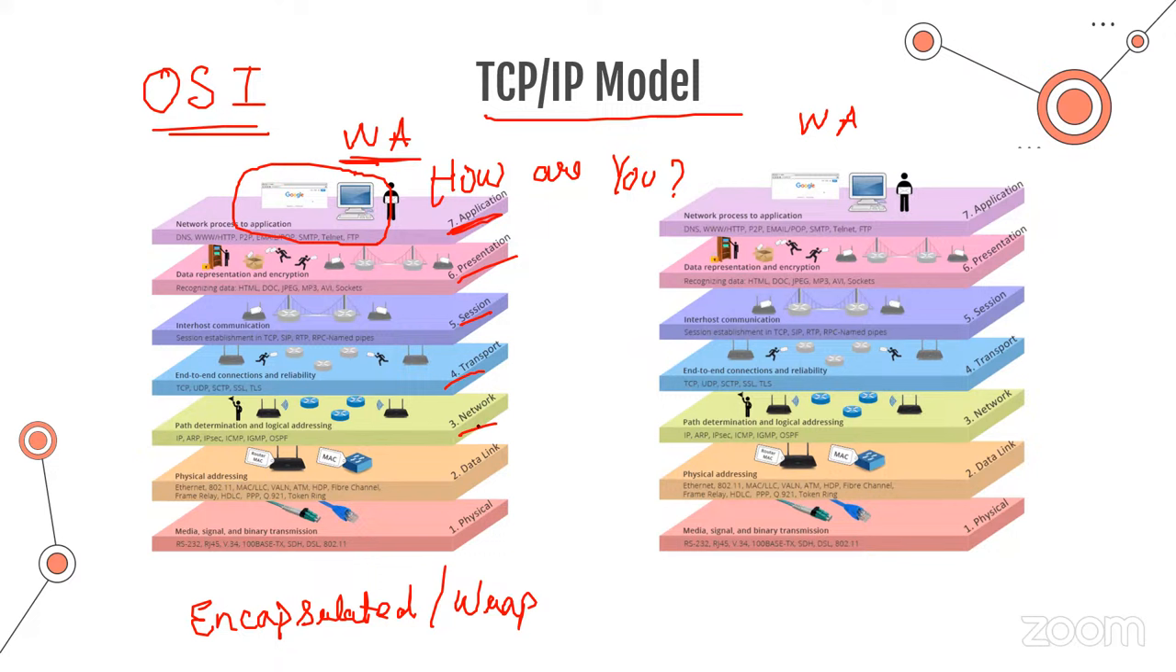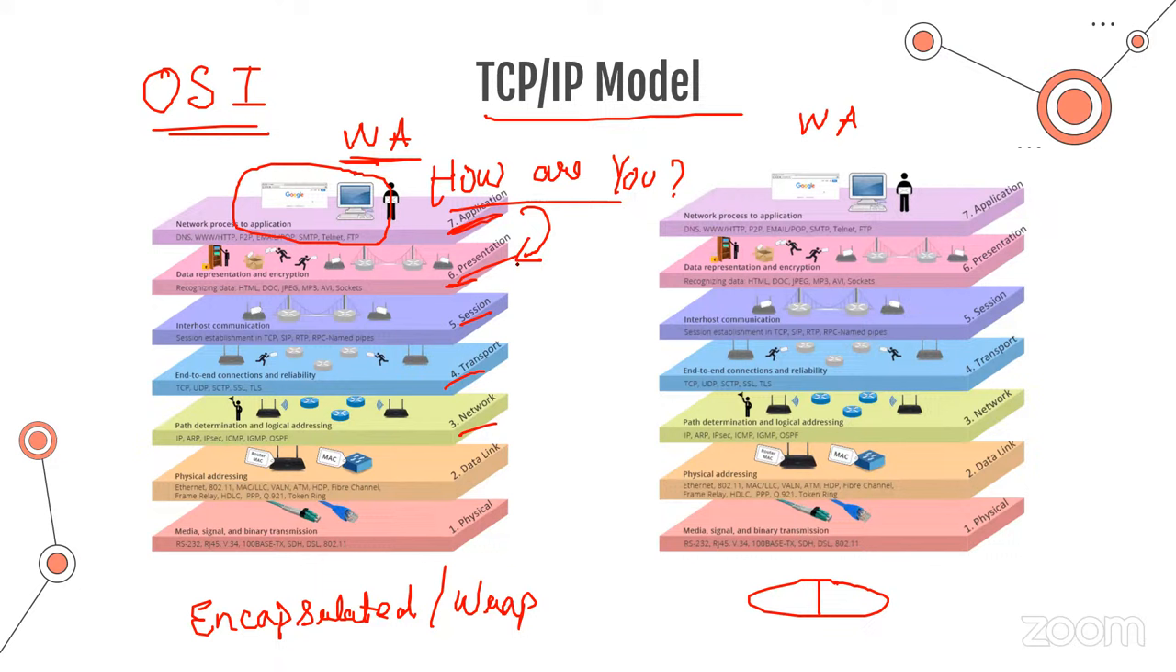Encapsulation means capsules, right? When you take medicines, it looks something like this, a capsule. Inside the capsule, you have small balls, which are basically the medicines, and they are wrapped inside a capsule. Similarly, your message like how are you is basically encapsulated in the presentation layer, which is called layer 6.